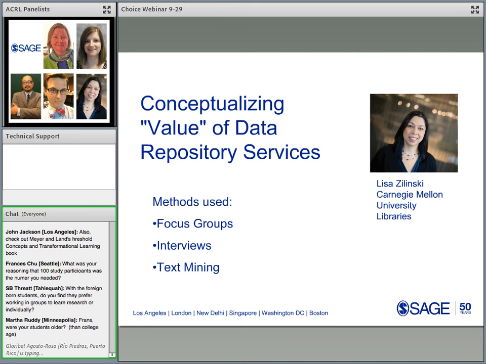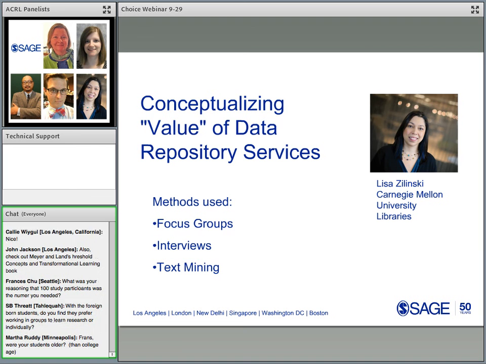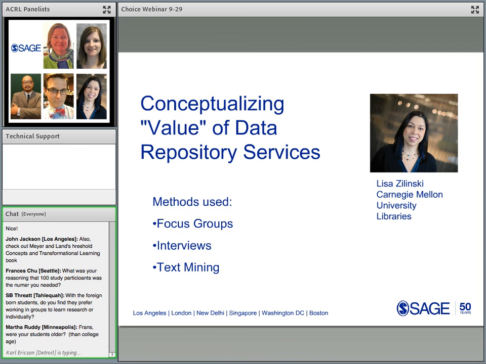One of the things that I noticed a lot was within the library science literature, there were reasons on why faculty or researchers use library repository services. There have been tools developed to assess and audit the reliability and the integrity of repositories, but I found that there wasn't a whole lot of information about what the end user's conceptualization of the value of these services is in the context of supporting and disseminating their research.